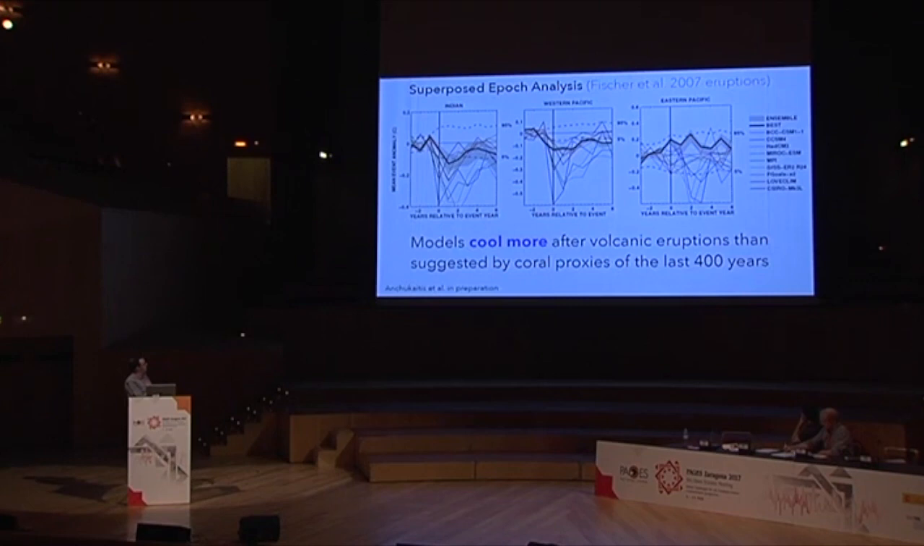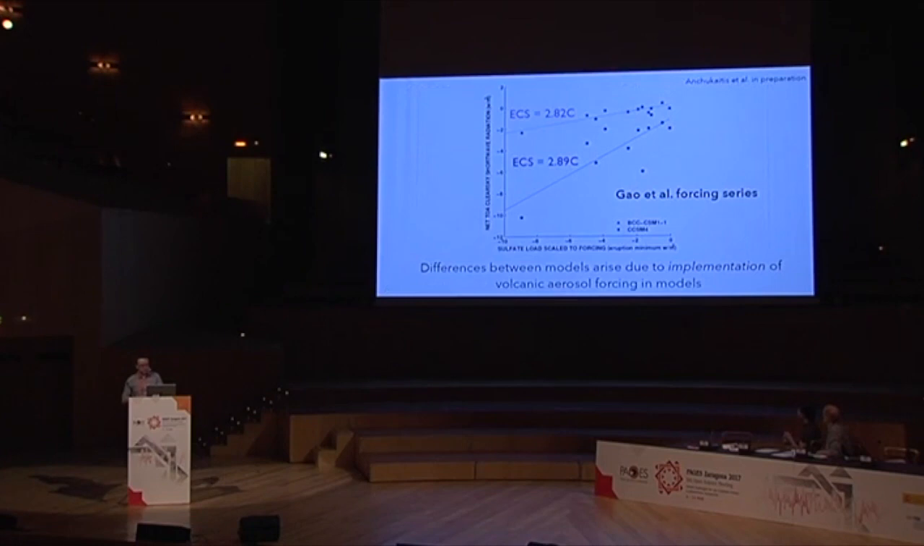So there is a slight warming, but only some of the ensemble members show this to be significant about 2 years after the event. Now, the color lines are different models, and what you see is that all the models want to cool in the Indian, the Western Pacific, as well as the Eastern Pacific, and some of them want to cool quite a bit more than the reconstructions. But in general, there's an overestimate by the models compared to the coral reconstruction.